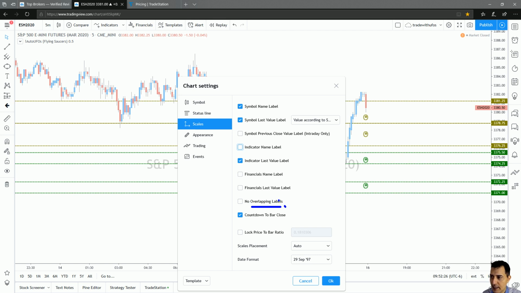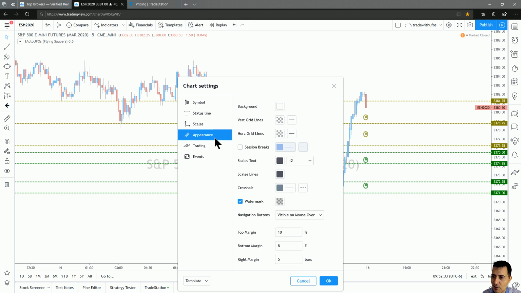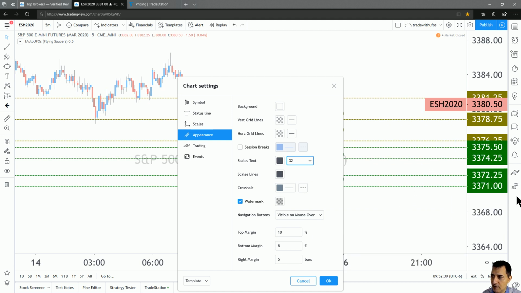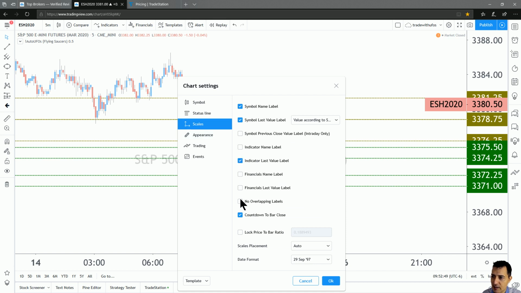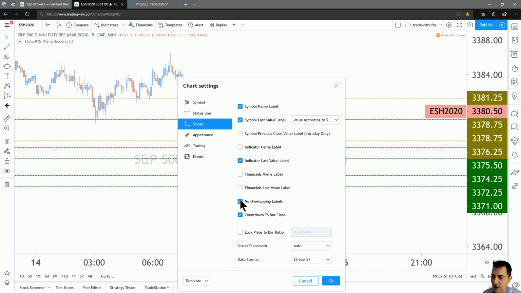is often very confusing, especially if I go to appearance and I change my font to a very large font. Notice how some of the labels overlap. You see that one and that one, they overlap. So with the scales, I can select no overlapping, and if I click no overlap, notice that my labels don't overlap.